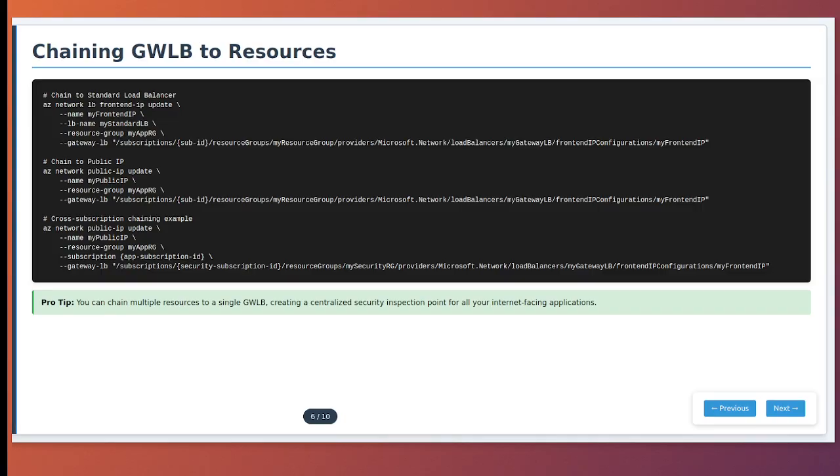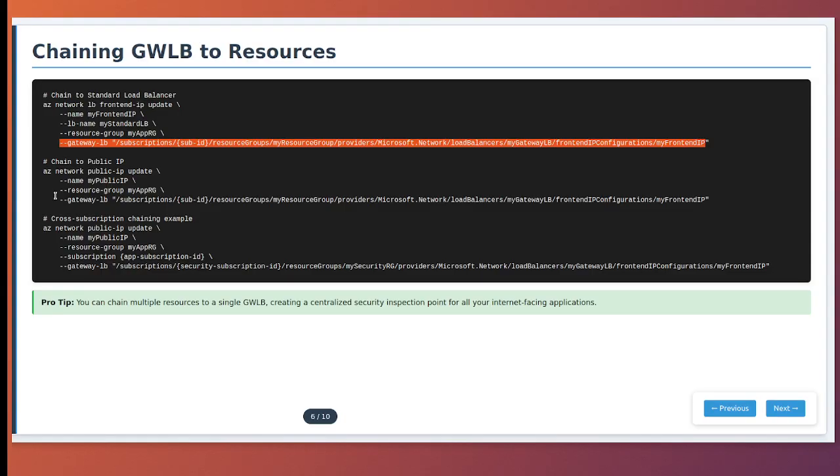The traffic flow after chaining is important to understand. Inbound traffic hits your public IP or load balancer, gets redirected to the GWLB, flows through an NVA for inspection, returns to the GWLB, and finally reaches your application. The entire process typically adds just 1 to 2 milliseconds of latency, negligible for most applications.